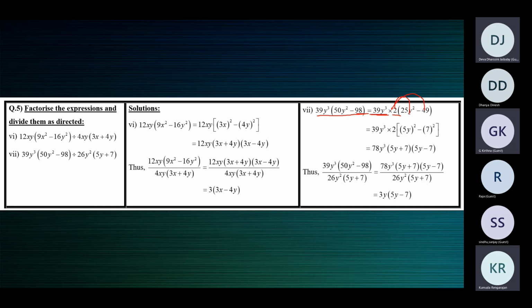Now we are happy. 25y square, 49, both are perfect squares. So you write this 39y cubed as it is into 2 as it is. Now this you write as 5y the whole square, and this one as 7 the whole square. Now you can write 39y cubed into 2 as it is, or you can multiply it and write it. That's your choice. I have multiplied 39 into 2, which is 78y cubed.